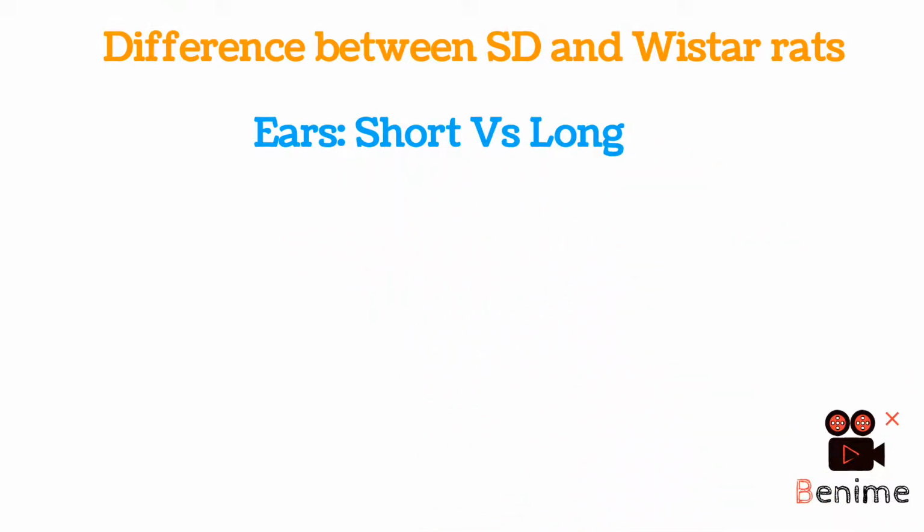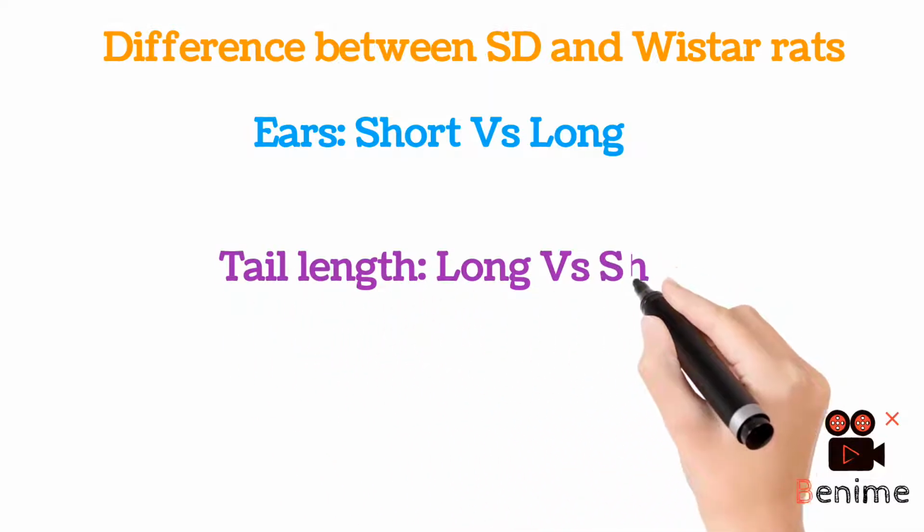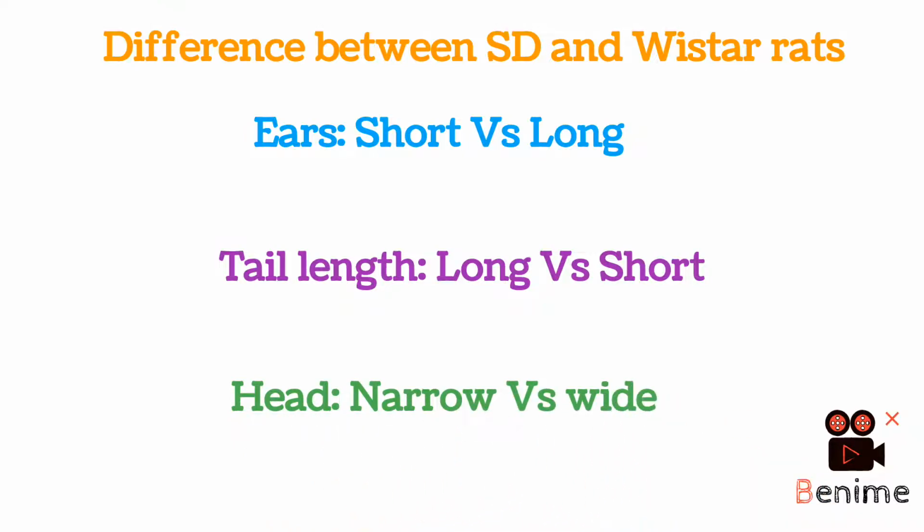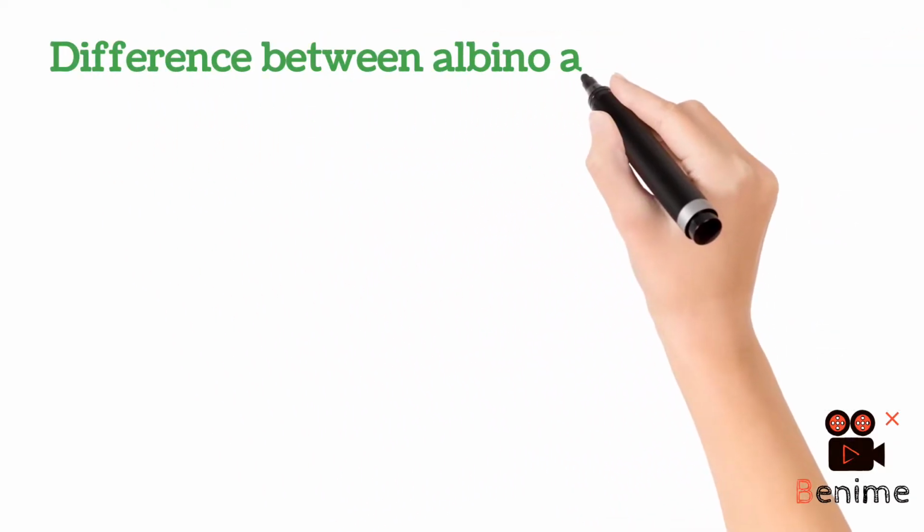If we see the structural differences, the ears of SD rats are short, whereas Wistar rats have long ears. And if we see tail length, SD rats have a long tail as compared to Wistar rats. So these are the observational differences. And if we see the head, SD rat has a narrow head, and Wistar rat has a wider head. So these differences are just to identify the strain of the rat.